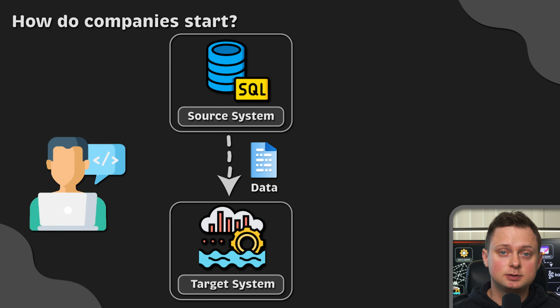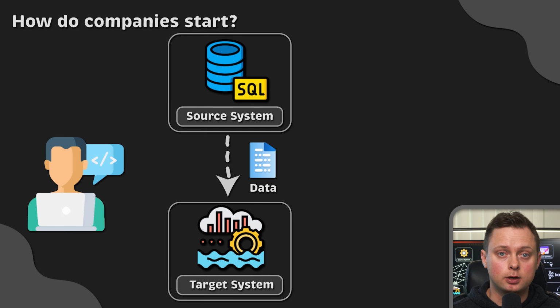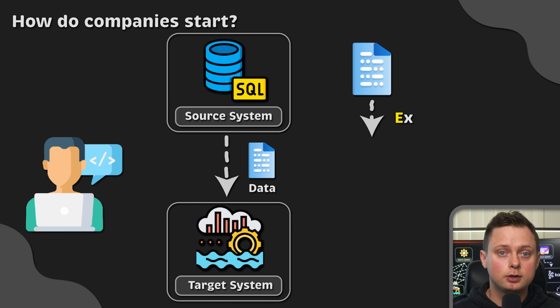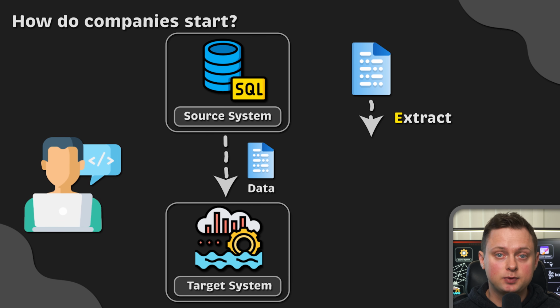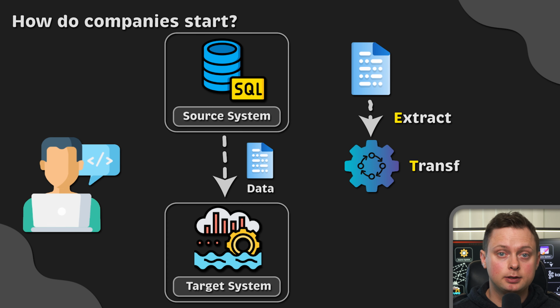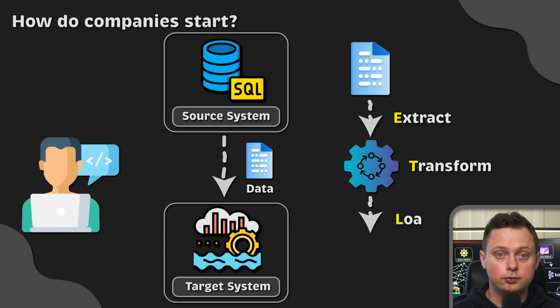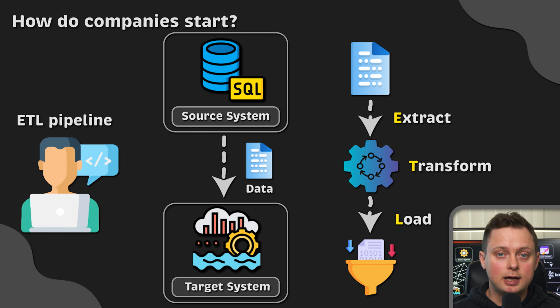And initially, this process is quite straightforward. Somebody writes some code and then takes the data, extracts it, transforms it, and then loads it to a new target system. This is known as ETL or ETL pipeline.